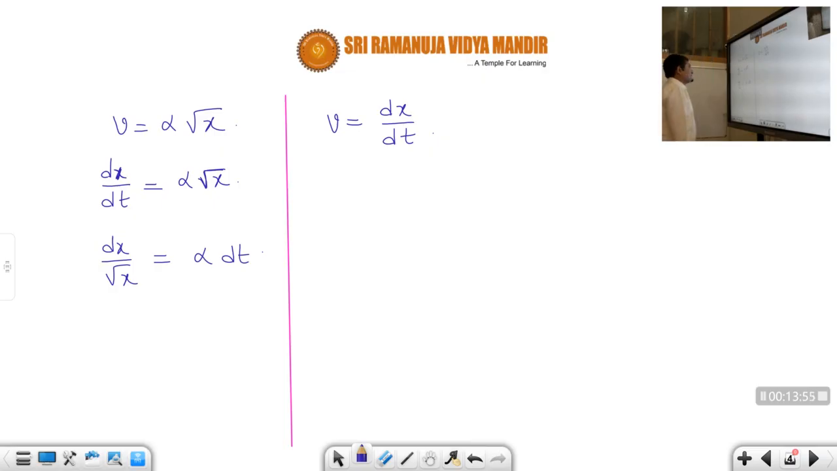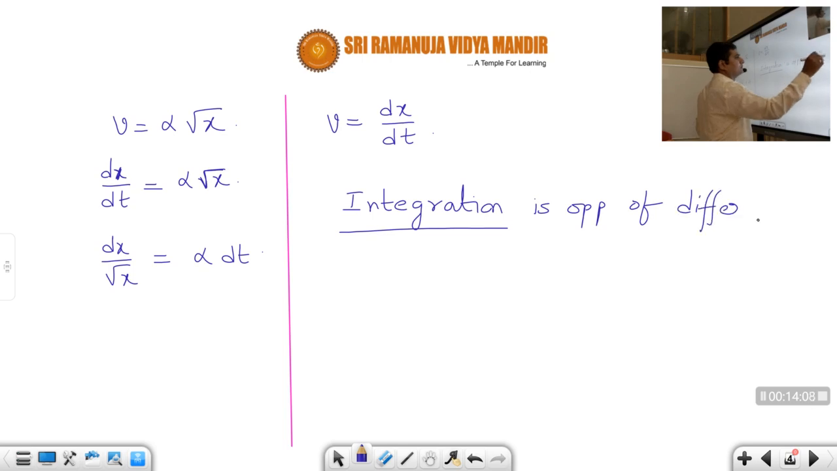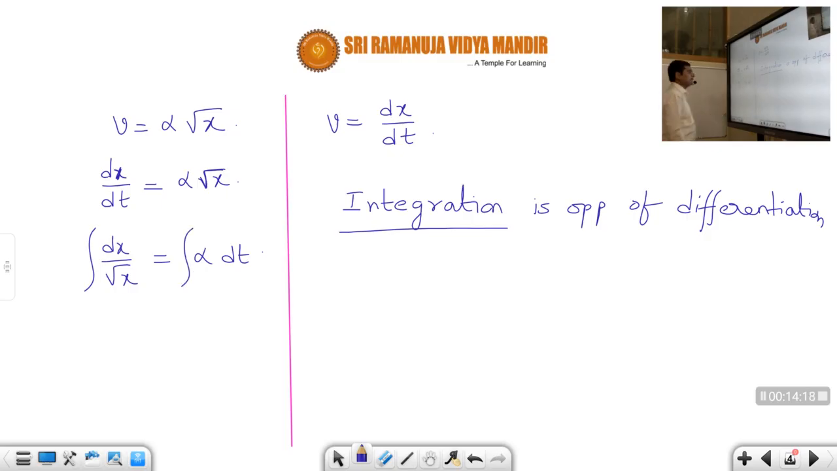Now since we want x from velocity, we have to go by integration. Correct or not, students? Integration is the opposite of differentiation. So what you have to do is take the integral here like this. Okay, students, take the integral.